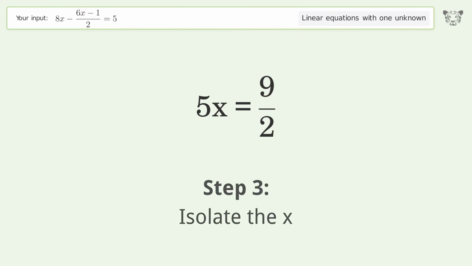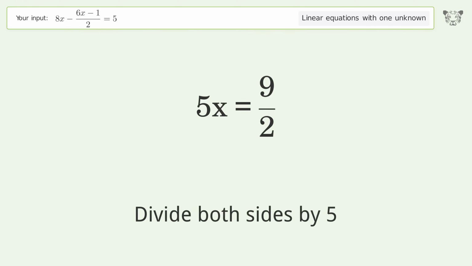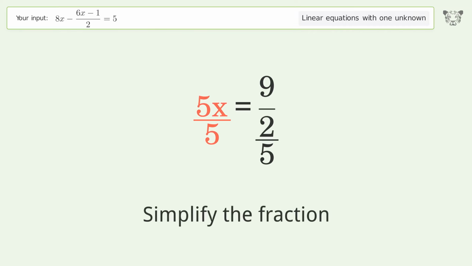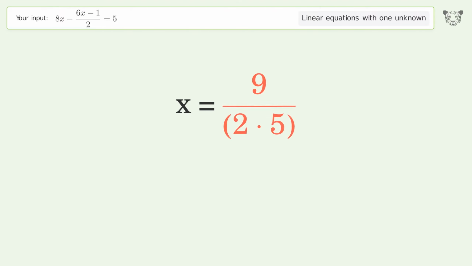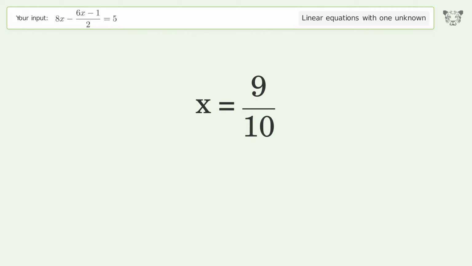Isolate the x. Divide both sides by 5. Simplify the fraction. Simplify the arithmetic. And so the final result is x equals 9/10.